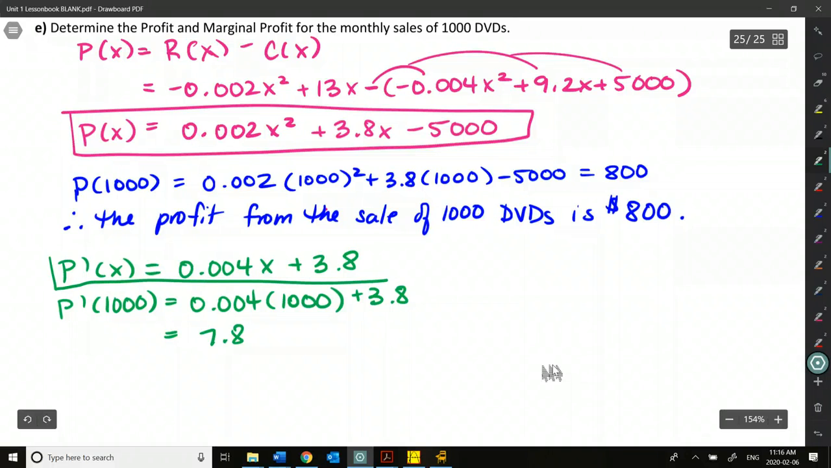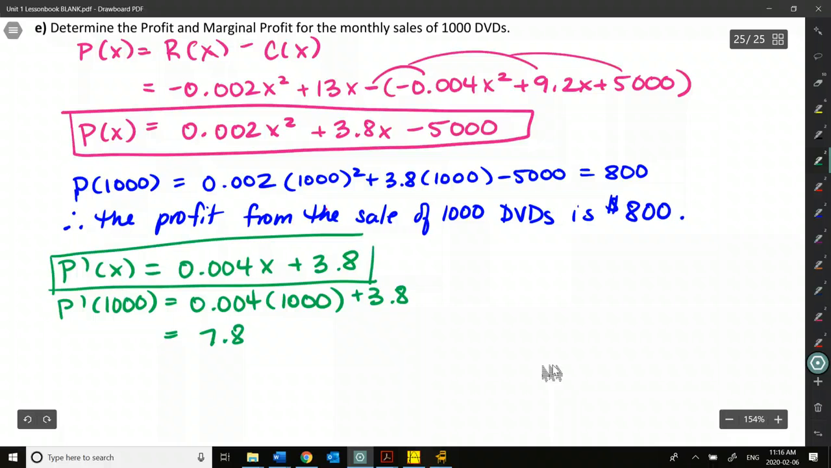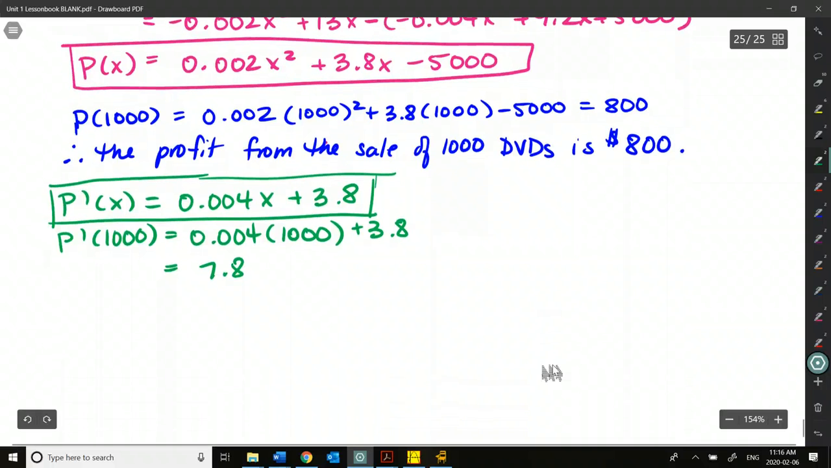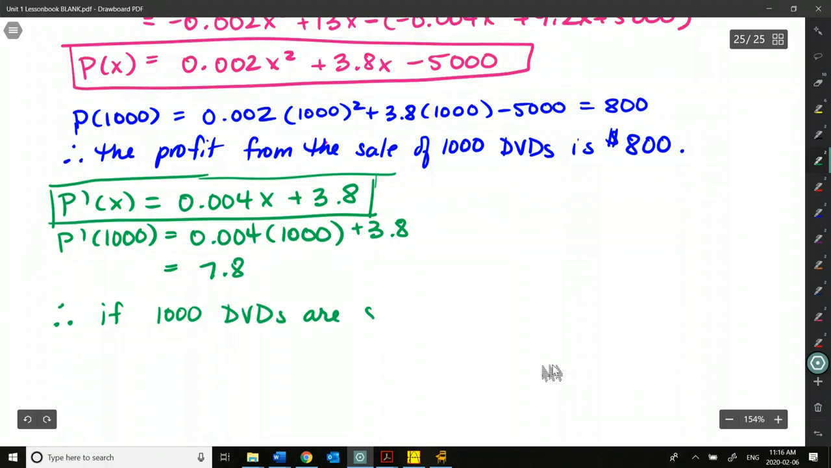So this is making $7 million. Yeah, when you sell 1,000 DVDs. Okay, because that will change if you sell a different number of DVDs, so just make sure you state that. Okay, so if 1,000 DVDs are sold, is the profit increasing or decreasing? Okay, that's always good, right? Do you want a word answer for every application? Yes, I do want you to interpret that.